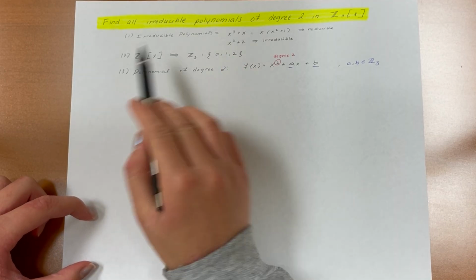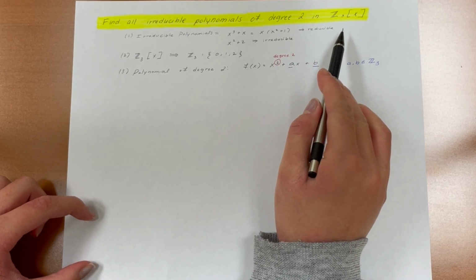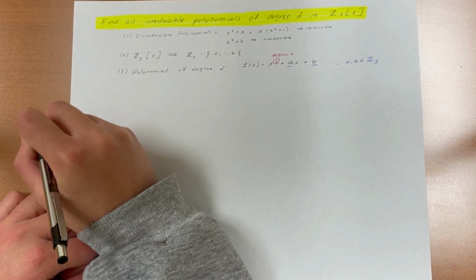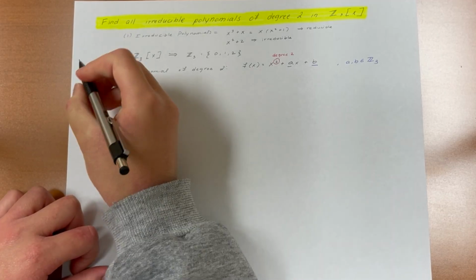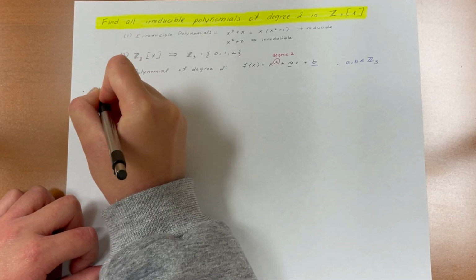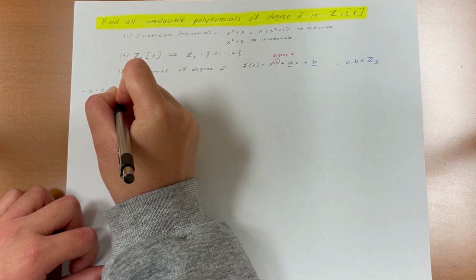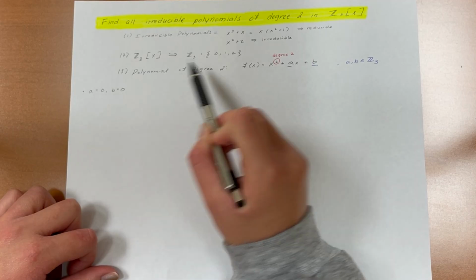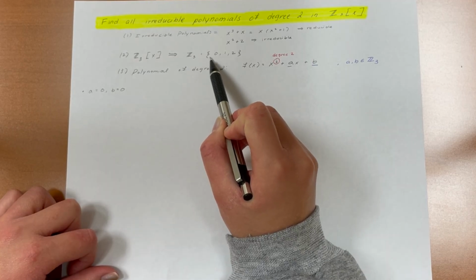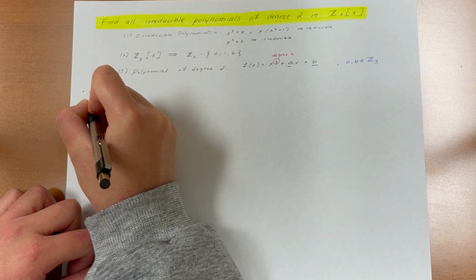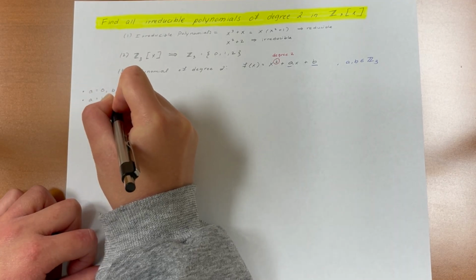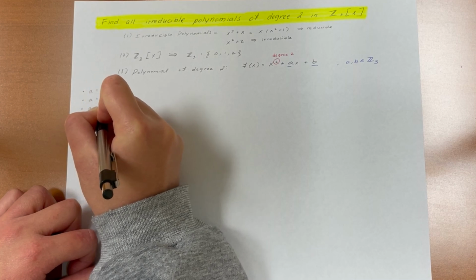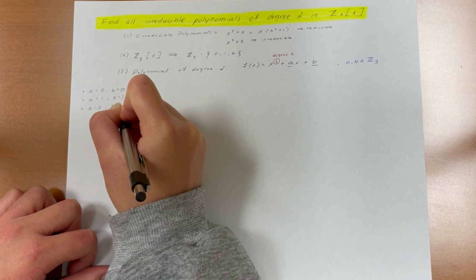Next, we need to find all the polynomials of degree 2 in mod 3. First, we're going to have to find all the combinations of a and b. So what do I mean by that? For example, let's let a equals 0 and b equals 0. Let's do that for 1 and 2 as well. So a equals 1, b equals 1, a equals 2, b equals 2.